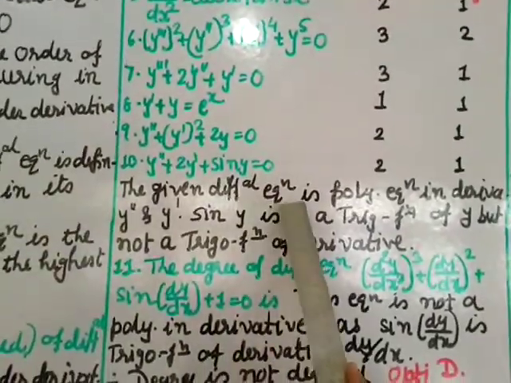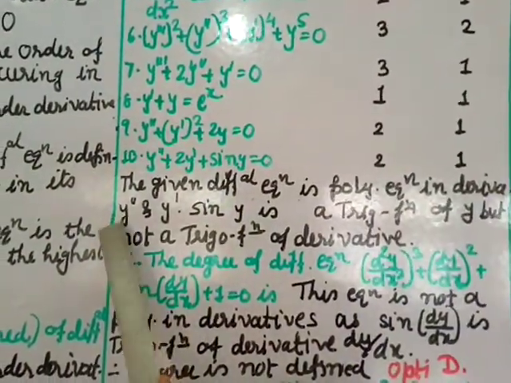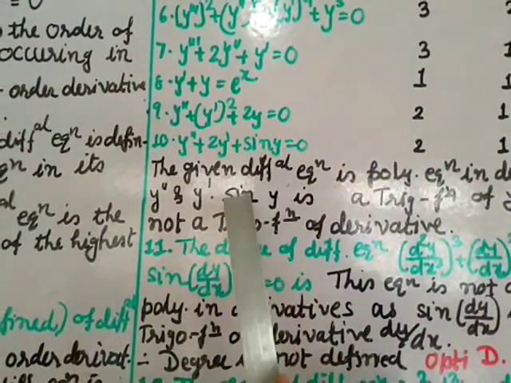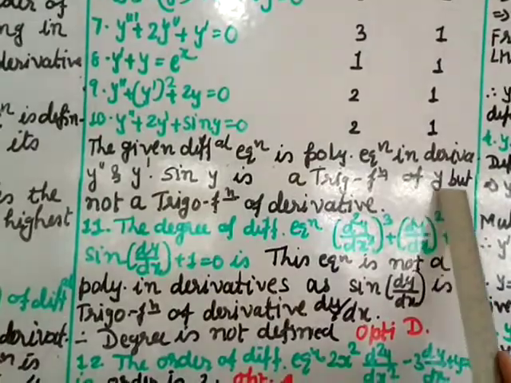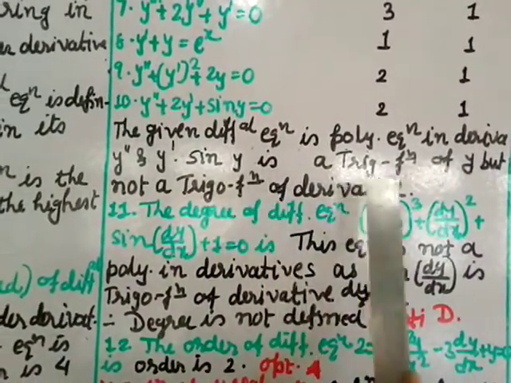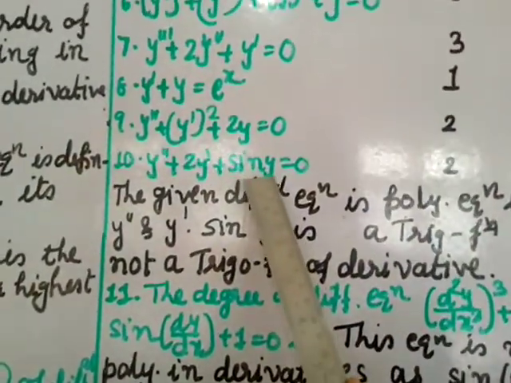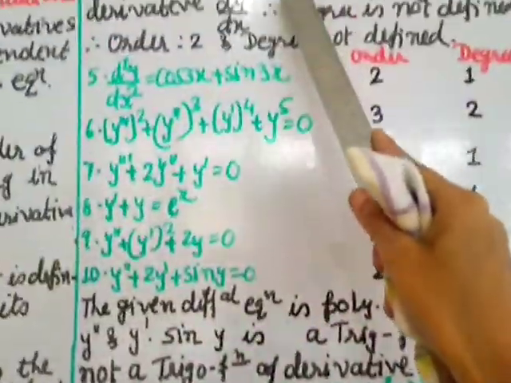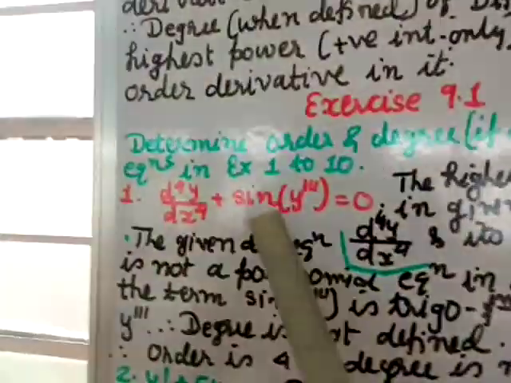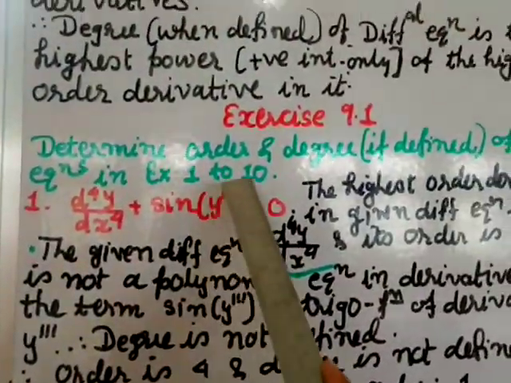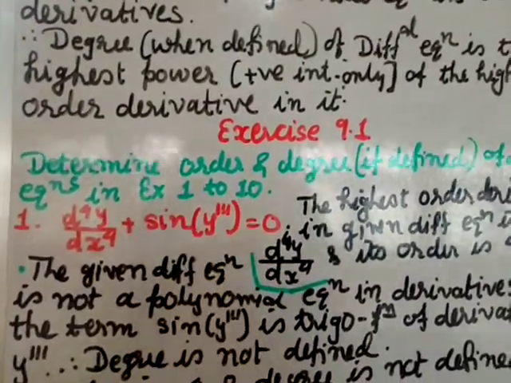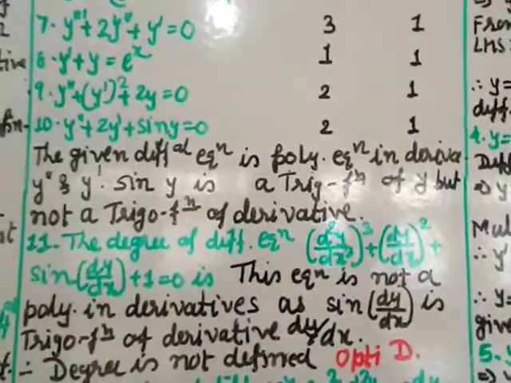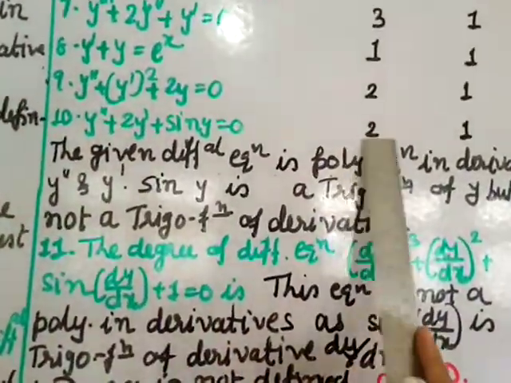The given differential equation is a polynomial equation in derivatives y double dash and y dash. Sin y is a trigonometric function of y but not a trigonometric function of derivatives. It is a trigonometric function of y but not of a derivative. Just like previously, cos dy by dx, and here sin of y power 3 would mean the third derivative of y. So that's why it has got order also and degree also.